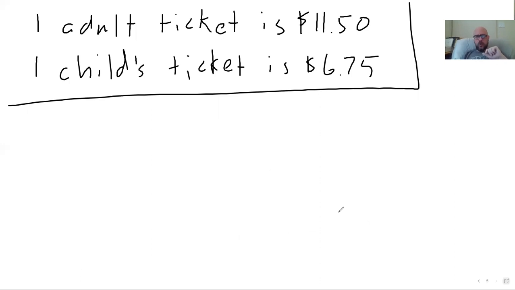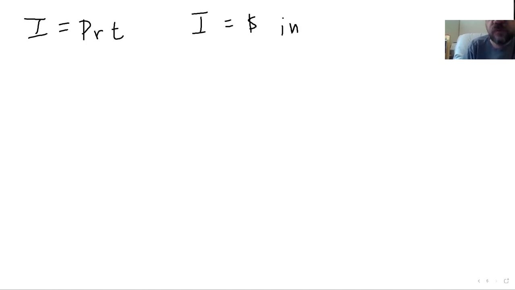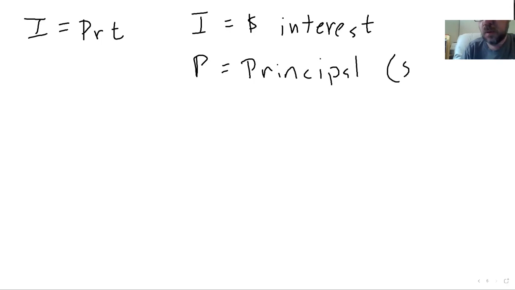All right. One more. This one is going to use the interest formula. So I'm going to use simple interest here. So the way you calculate interest is I equals PRT. So I is interest, amount of interest, P equals principal, or amount invested, or in the bank account or whatever.